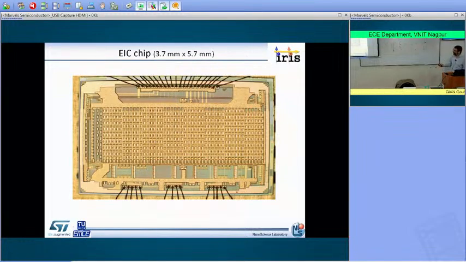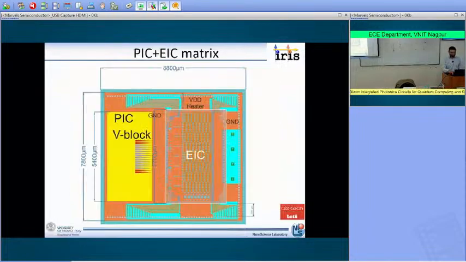Then on the other side, you have the electronic integrated circuit. And this is the electronic integrated circuit with all the different functionalities, as well as the input-output electrical channels. And then what you do is that you place the electronic integrated circuit on top of your photonic integrated circuit, and then you place here the fiber array that is used in order to insert and extract the light signal from the circuit.